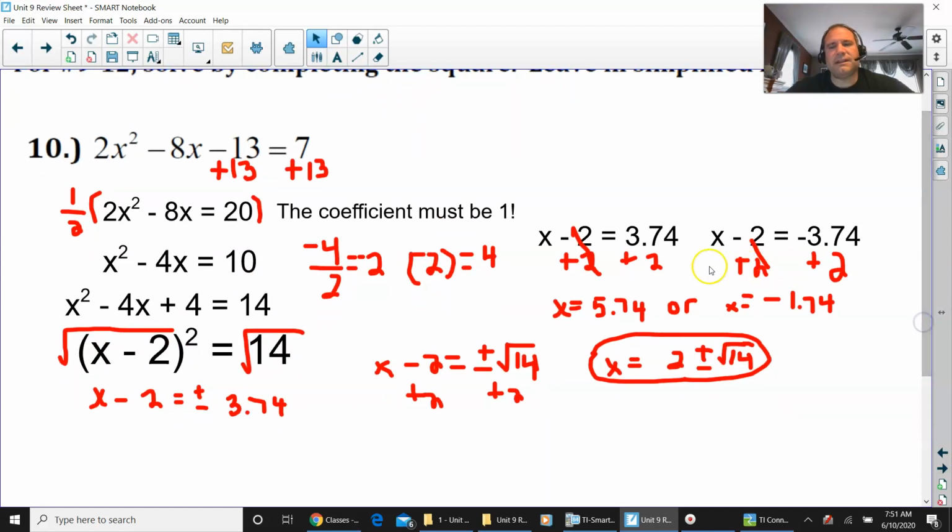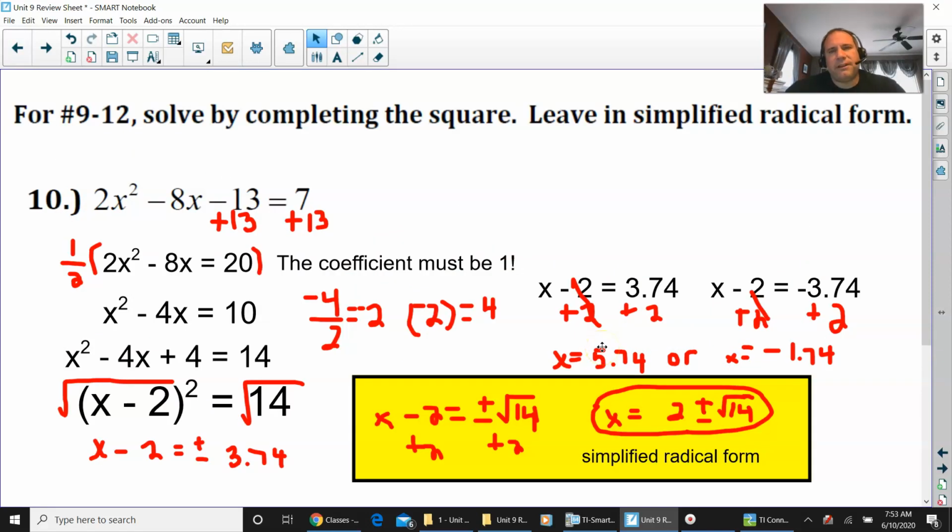So this right here, 2 plus or minus square root of 14, we're looking for two factors that multiply to 14, where one is a perfect square and one is not. We cannot find that. 7 and 2, they just don't work. So this is simplified radical form, and everything in yellow is simplified radical form.